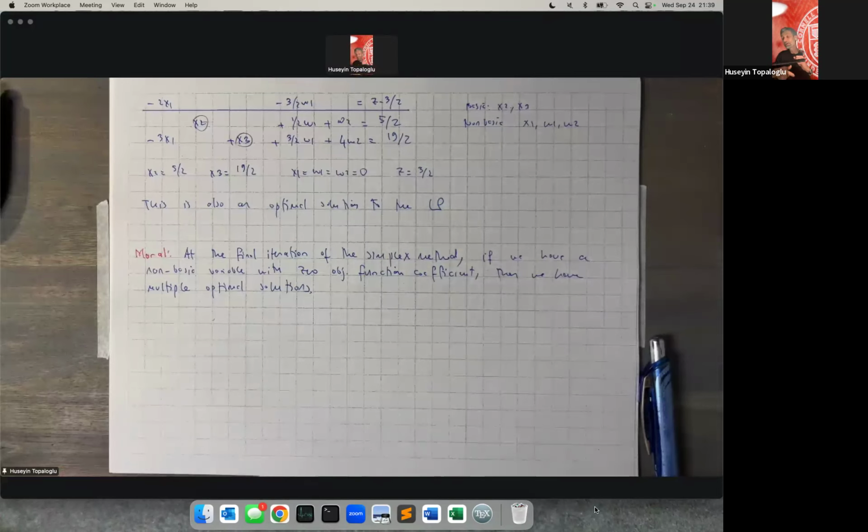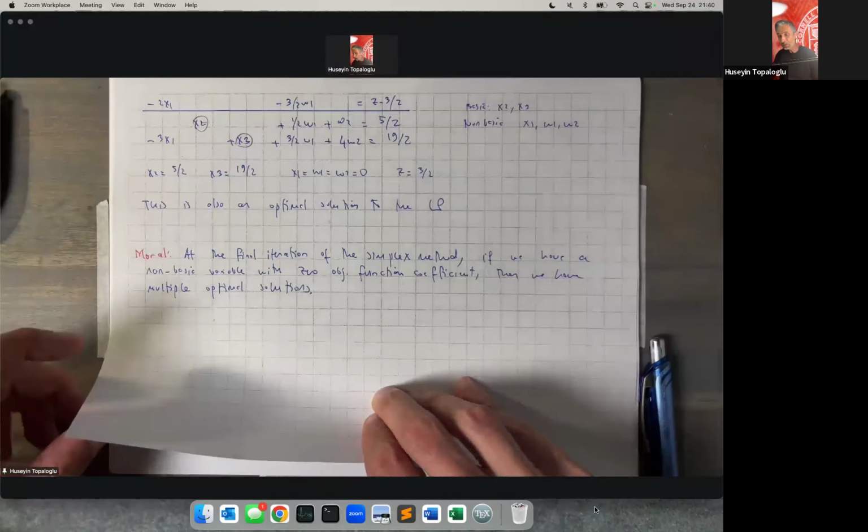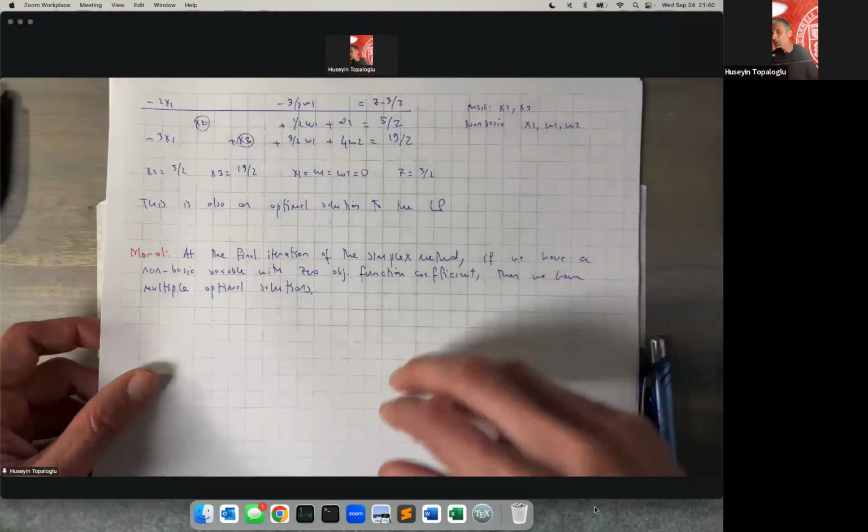On the other hand, to detect multiple optimal solutions, if at the final iteration of the simplex method you have a non-basic variable with a zero objective function coefficient, then we have multiple optimal solutions. We can increase that non-basic variable without improving or degrading the objective value. That leads us to another optimal solution. Okay, so this is how we detect unbounded linear programs and multiple optimal solutions. Good. So now we know how to detect multiple optimal solutions.